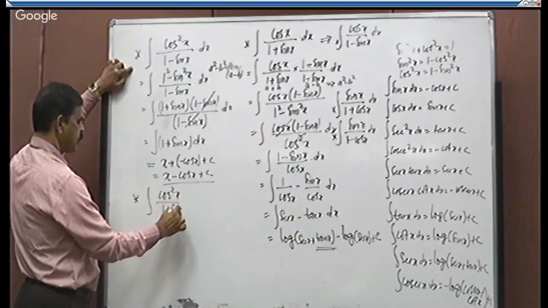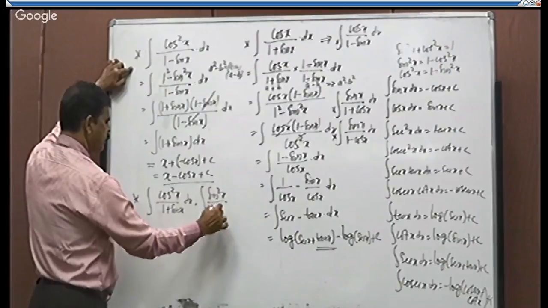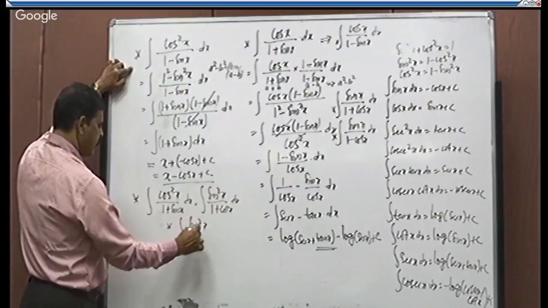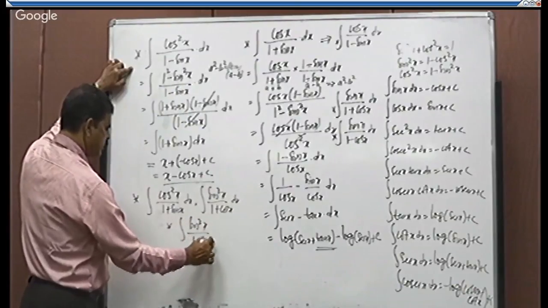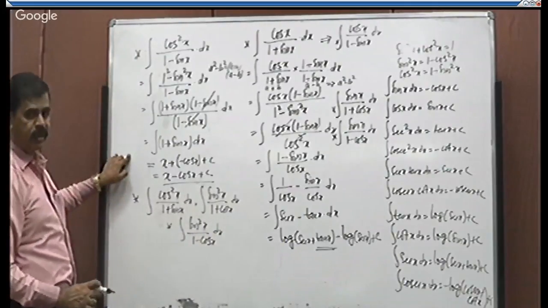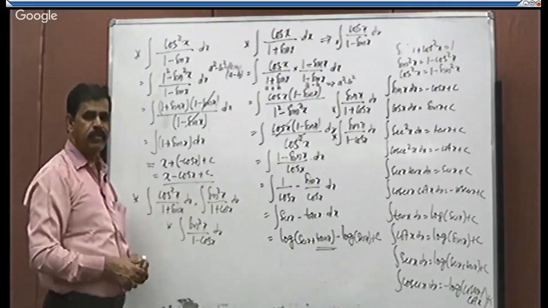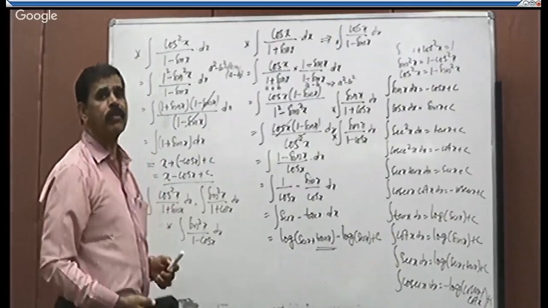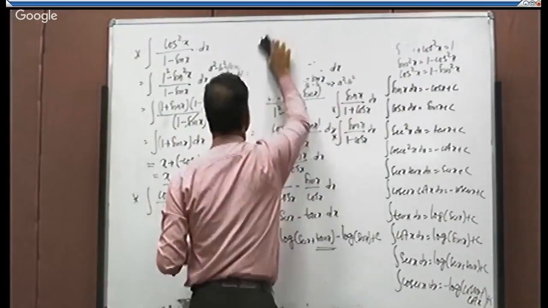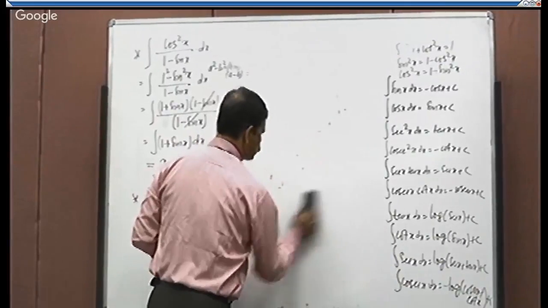In the same way, you can do it for this problem, that is cos square x divided by 1 plus sin x, or sin square x divided by 1 plus cos x dx, or sin square x divided by 1 minus cos x dx. For these three problems, you follow this same procedure. Take sin square in terms of 1 minus cos square, or cos square in terms of 1 minus sin square. Expand it according to a square minus b square form. Then common terms at numerator and denominator get cancelled. Integrate the remaining term. Okay.